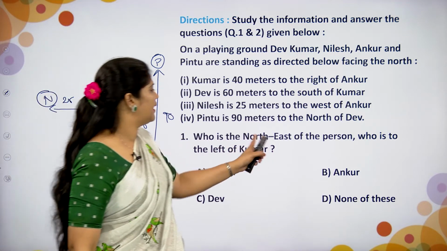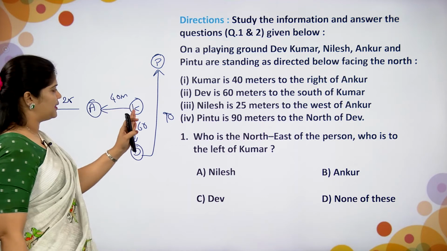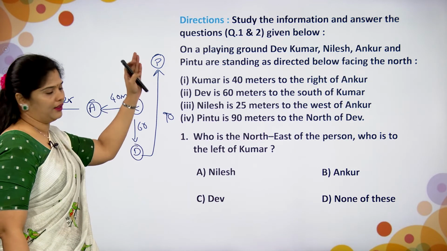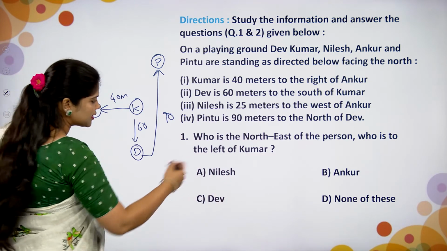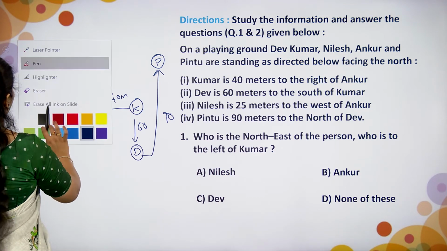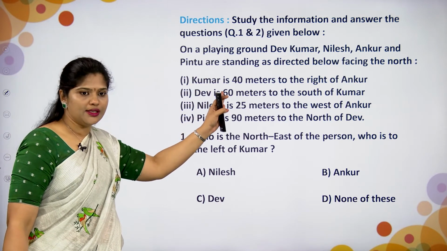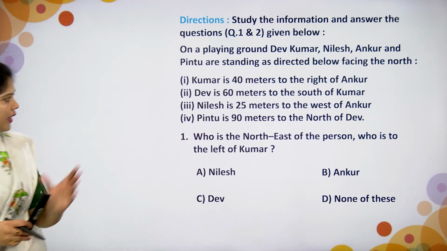Question is who is the northeast of the person? Who is the left of Kumar? This is Kumar. Left, this one, corner, Pintu. But Pintu is not there in the options. So, option D is the correct answer. Okay children, this is very easy children. Just read these points carefully and you will get the answer. Okay, note it children.